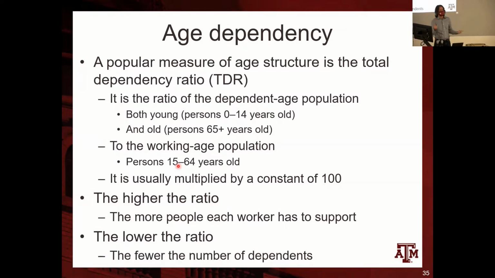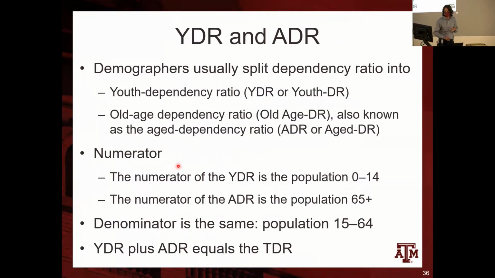Children and older people are usually called consumers, and the people between 15 and 64 are called the producers, right? And the consumers depend on the producers. And the higher the number of consumers, children and older people, in relation to people between 15 and 64, the higher the dependency ratio. And so that's how we understand this formula.